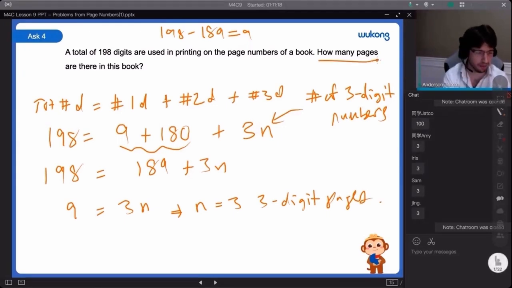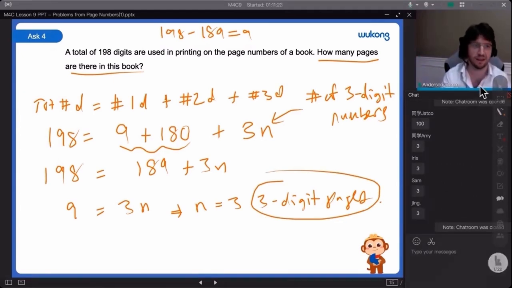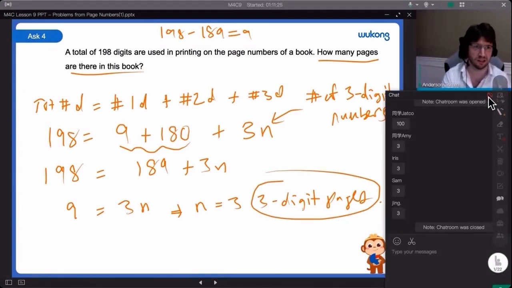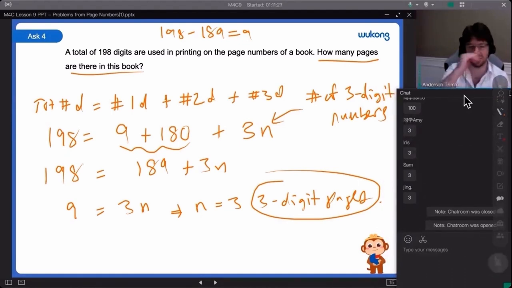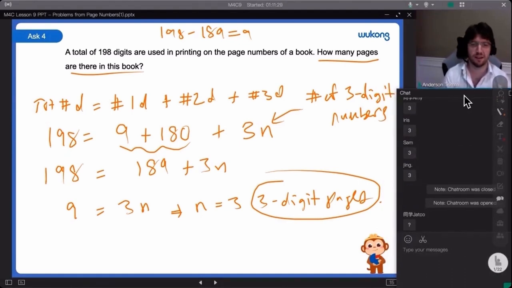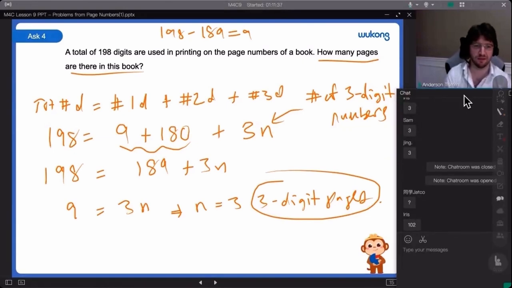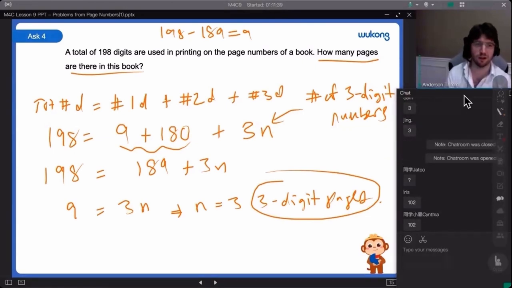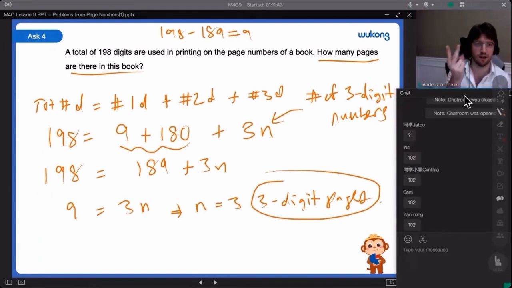All right, so final question. How many pages are in the book? We know there are 3 three-digit pages. I'll take questions in just a second. Let me open it up. How many total pages are in the book? I will answer questions. Let's see if someone can find the answer. 102, very good, right? If there are 3 three-digit pages, you have 100, 101, and 102. So there are 102 pages.